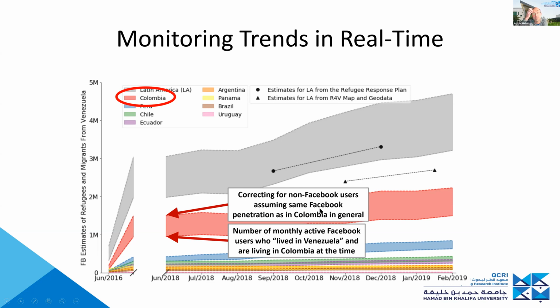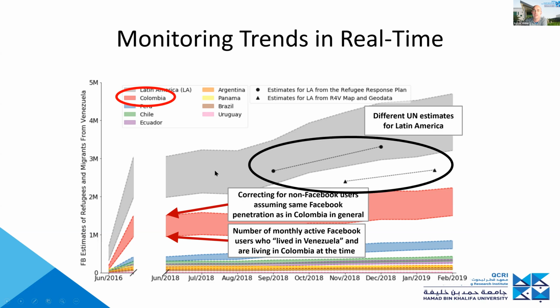So this is a very, very simple attempt to correct for penetration. Not perfect, but a step in the right direction. So this explains these different estimates we get, right? The gray estimates are for all of Latin America. Now let's compare this with estimates from the United Nations that were collected around the time points that you see here.